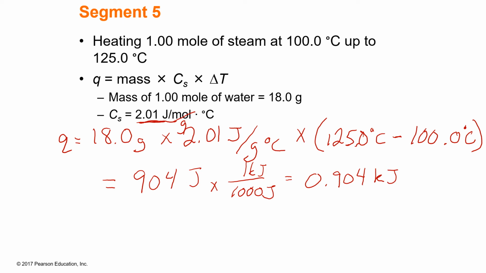Okay, so to find the amount of heat that it takes to go from -25 to 125 degrees Celsius for our water, we need to add each of those segments. So segment 1, we had 0.941 kilojoules. So that was heating our ice up to the freezing point or the melting point. Segment 2, that was converting it into the liquid.